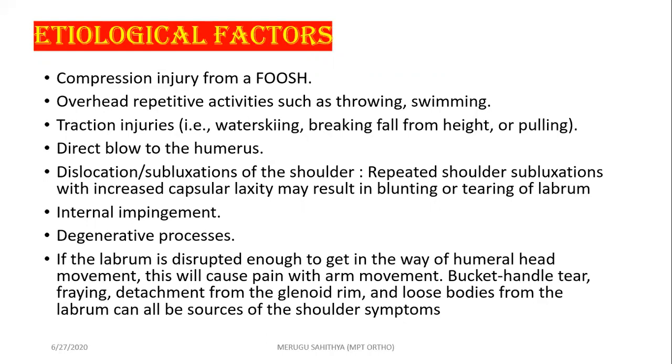Internal impingement and degenerative processes. If the labrum is disrupted enough to get in the way of humeral head movement, this will cause pain with arm movement. Bucket handle tear, fraying, detachment from the glenoid rim, and loose bodies from the labrum can also be the sources of shoulder symptoms. These are the common etiological factors that cause glenoid labrum injury.